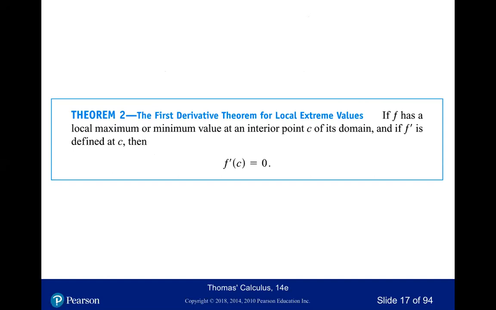This theorem says that if f has a local maximum or a local minimum value at an interior point c of the domain, and f prime is defined at c, meaning the derivative exists, then f prime of c must be equal to 0.